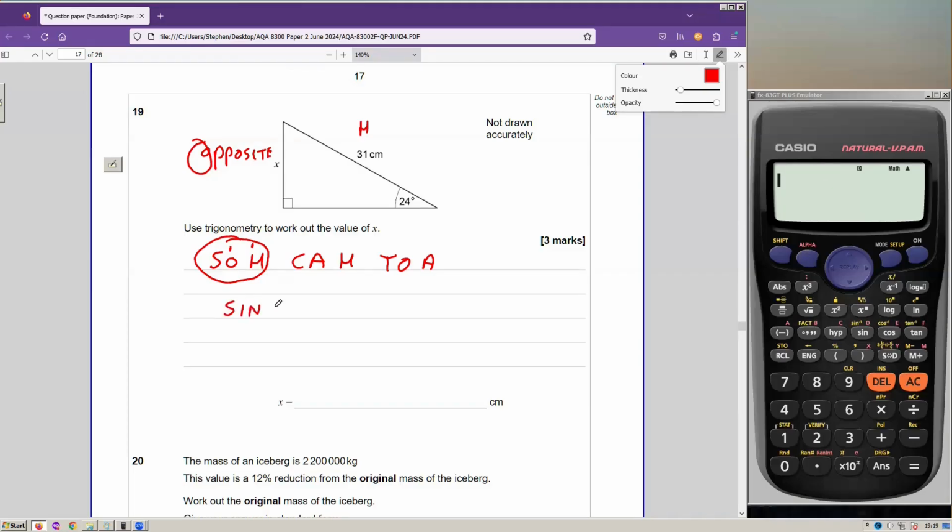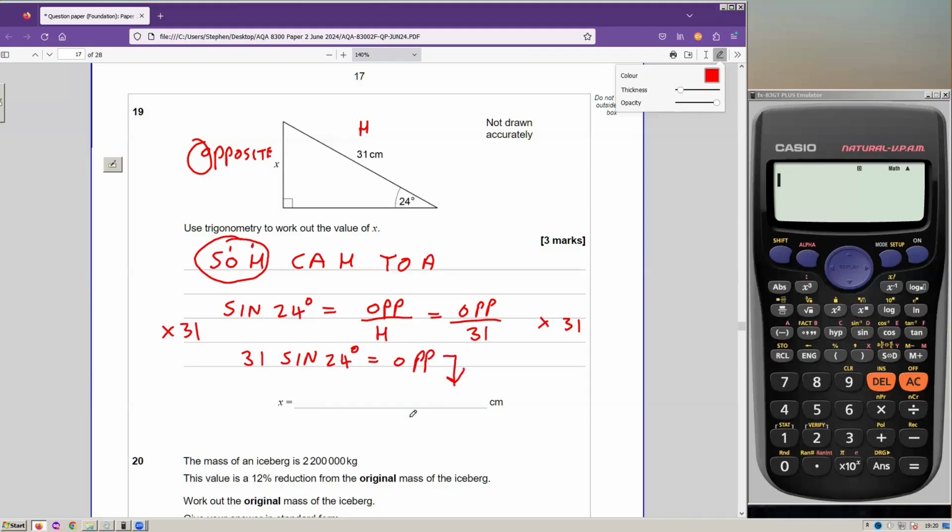Sine 24 degrees equals the opposite, I'll just put op down like that, over hypotenuse. So 31. Put x for now, and then over 31. We need to get opposite on its own, so we're going to times both sides by 31. So we end up with 31 sine 24 degrees equals the opposite.